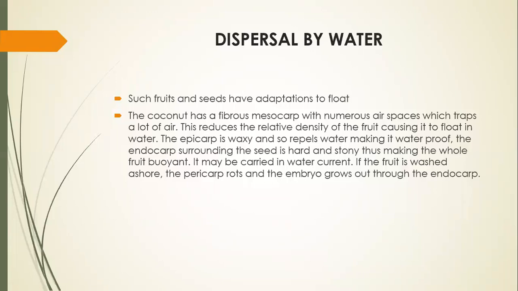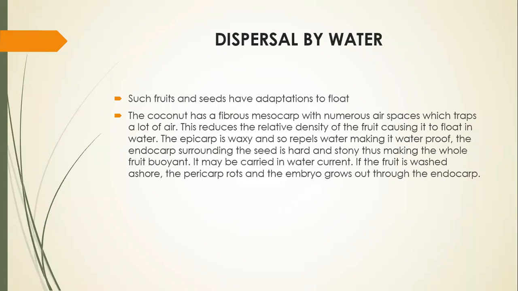And the last one, the endocarp, that is inside, around the seed, that is the layer before you eat or drink the water from the coconut, surrounding the seed is hard and stony. Now this makes the fruit buoyant. It also enables the fruit to float on water. Now the fruit may be carried in the water current. At the point where it has been washed ashore, the pericarp, that is the fruit wall, rots and the embryo grows out through the endocarp. This is at the point where the fruit is germinating.